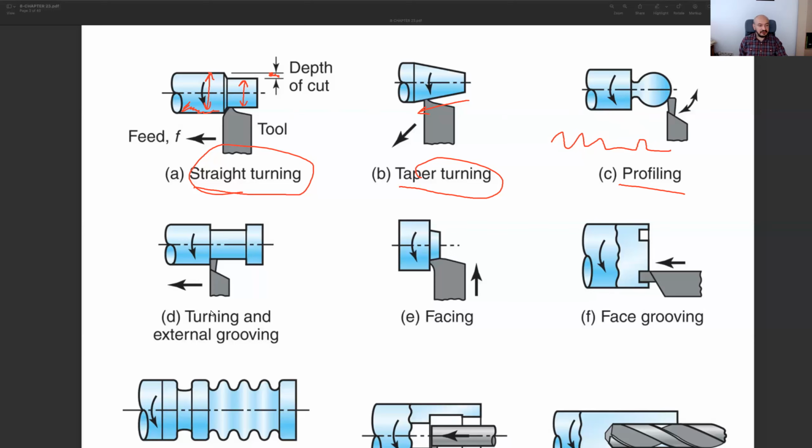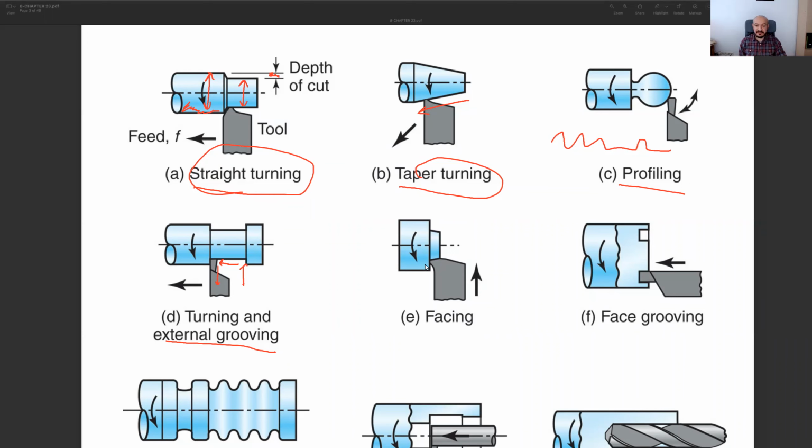Then we have some other turning operations like external grooving. So this is our external surface, obviously the workpiece, and what we do, our cutting tool moves into the workpiece and then moves to left and then moves out. With the help of this operation, we can obtain such grooves. And I'm not sure whether you can see in this one, we have a groove here and it's obtained with the help of the same approach.